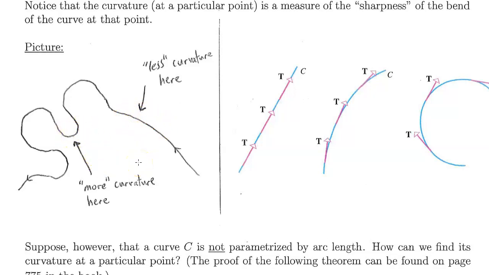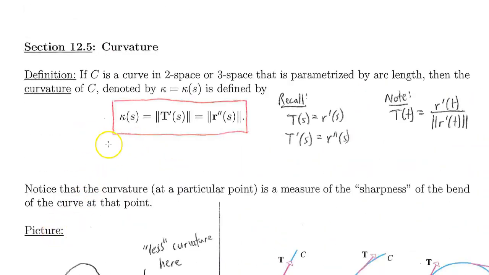Now, is there any way to make this idea mathematically precise? Well, yes, there is. So let's go to a definition. And the definition says if C is a curve in 2 space or 3 space that is parametrized by arc length, and that's going to be key here for this definition, meaning it's being traced out at a constant rate of 1 unit per second, then the curvature of C, denoted by kappa, it looks like a K. If I accidentally say K, I mean kappa. Kappa of S is defined by this.